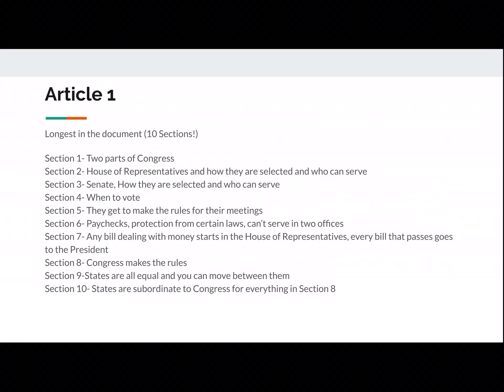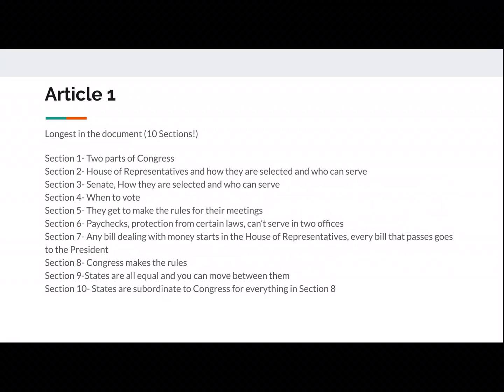It's the longest in the document. There are 10 subsections. That means it's the most important one, okay? So even though we know the president, and even though we have all these other things, Article 1 is the most important for the document. That's what our founding fathers took the longest to put together. Here's the summary of all 10 sections.